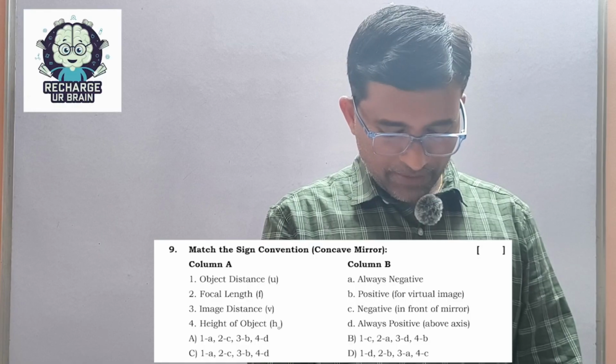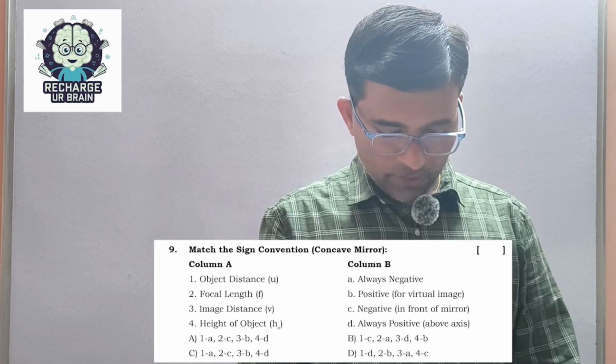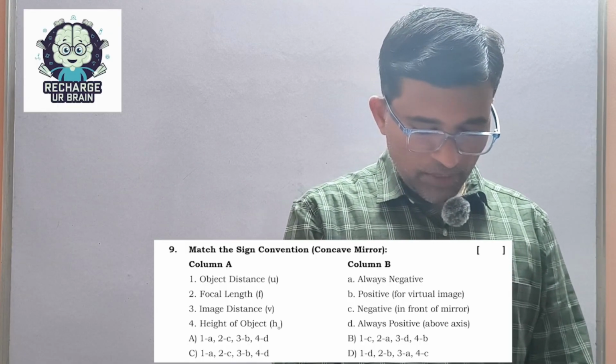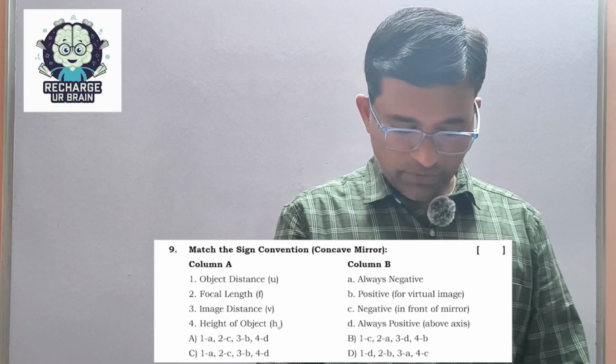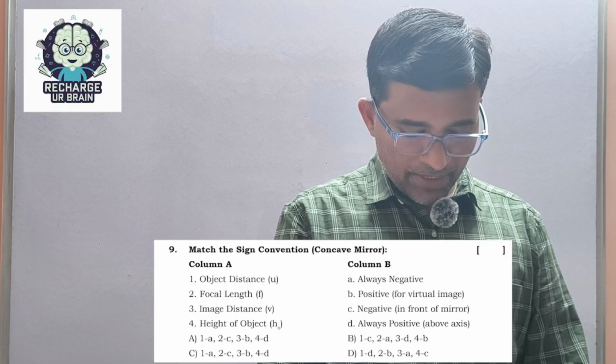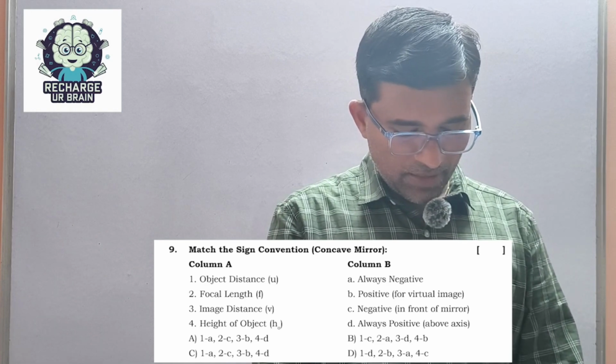And height of the object is for this one D, always positive above the axis. So for ninth multiple choice, the right option is A, and even C is also right because both were given as ACBD and ACBD. So ninth multiple choice, right option is either A or C.